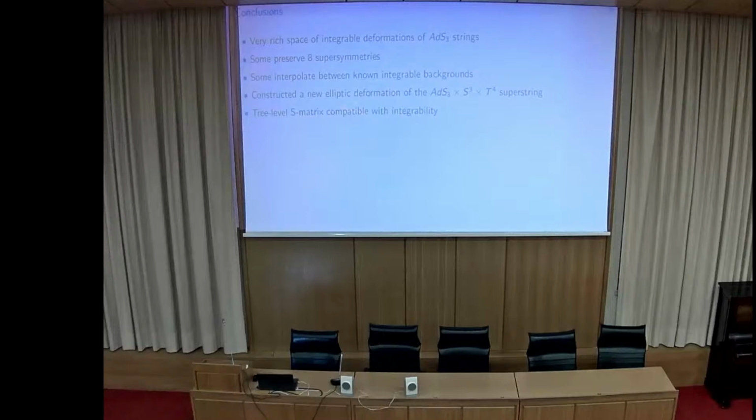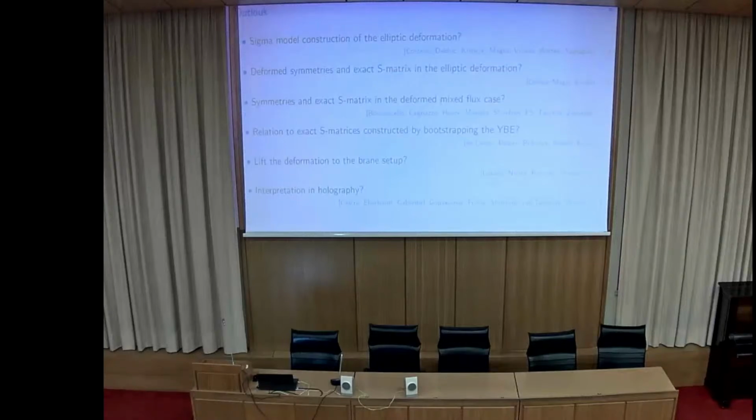And for this elliptic deformation, we have checked that at least the tree-level S matrix is compatible with integrability. So there are a lot of open questions. One of them is related to this elliptic deformation, where we suggested some supergravity embedding, but as I said, we don't have any sigma model construction. It would be very nice to see whether the methods that were also discussed yesterday can be used to construct this type of deformation in a systematic way. Another open problem is what happens to the symmetries in this elliptic deformation, and what happens to the exact S matrix.